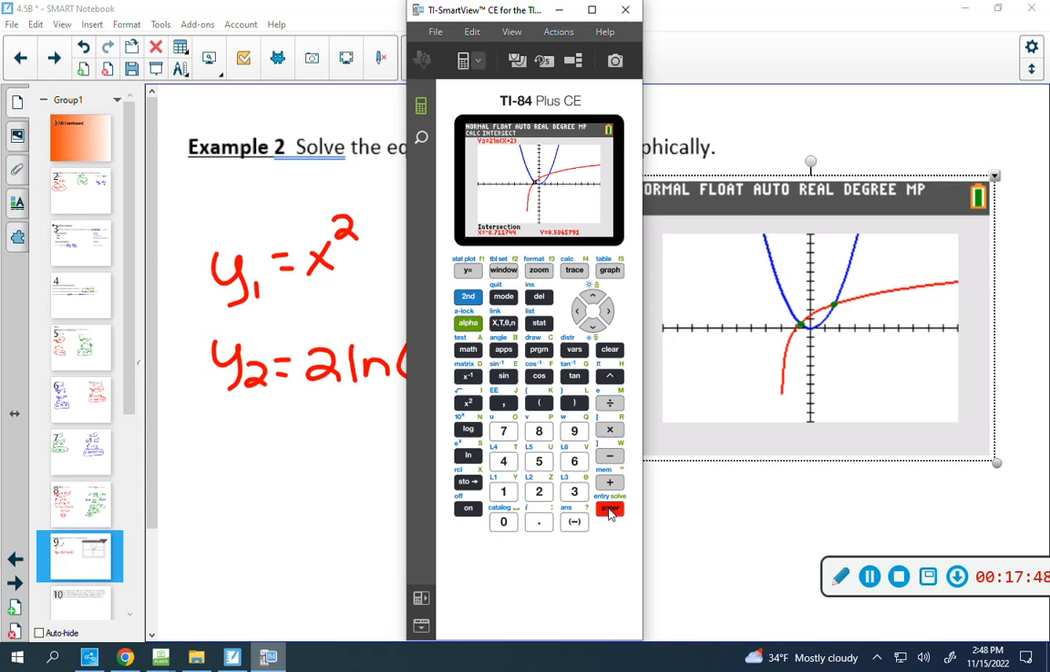And there's our intersection point. Now, when I write down the answer, of course, I don't want the full point. We're solving for what letter? X. I only want the x coordinate. So I'm going to put down negative 0.712 for that one.